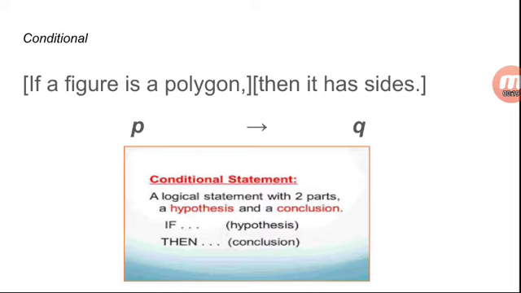Now the P and Q represent each phrase shown in the bracket. P is a premise, and Q is the conclusion. A premise is also called a hypothesis, just in case you don't know what that is.